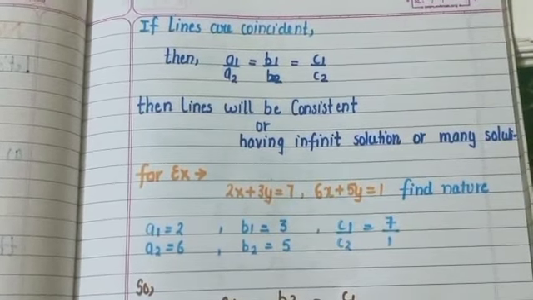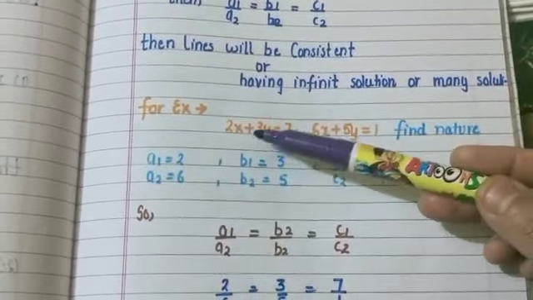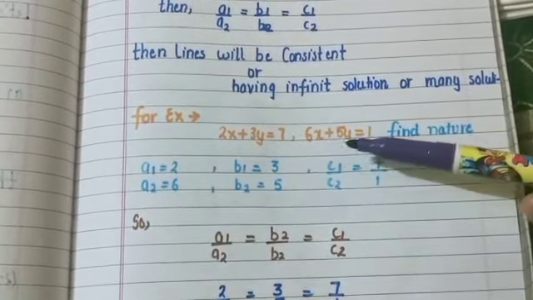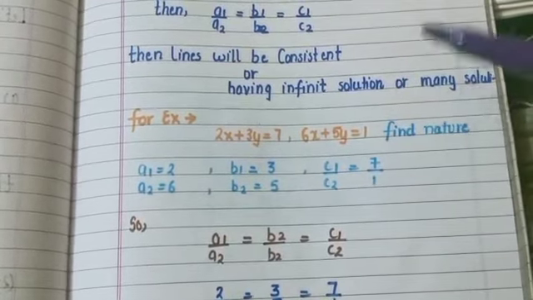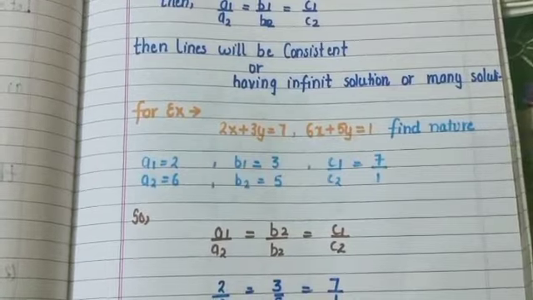But we may be unable to understand that, so let's take one example. We have two equations, 2x plus 3y equals 7 and 6x plus 5y equals 1. And the question is asking us to find the nature: whether it is parallel, intersecting, or coincident.